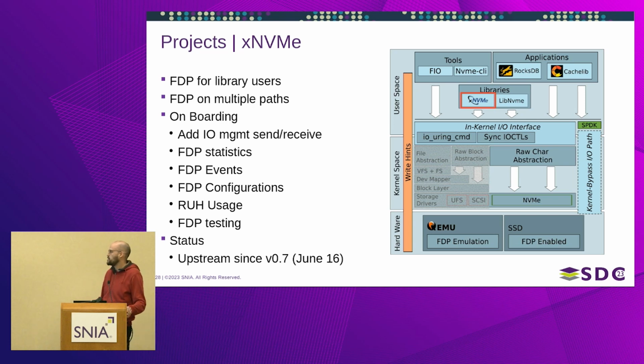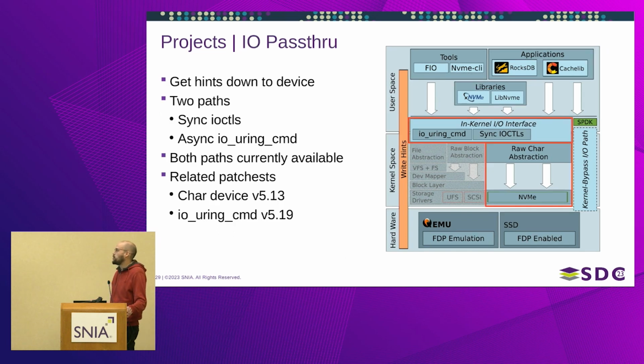It's old news. It's been available since version 7. I think June 16, I don't know what year it is, but it's not 23. I think it's 22. I have to change the slide. That's xNVMe. IO Passthru is something that has also been available for a very long time.